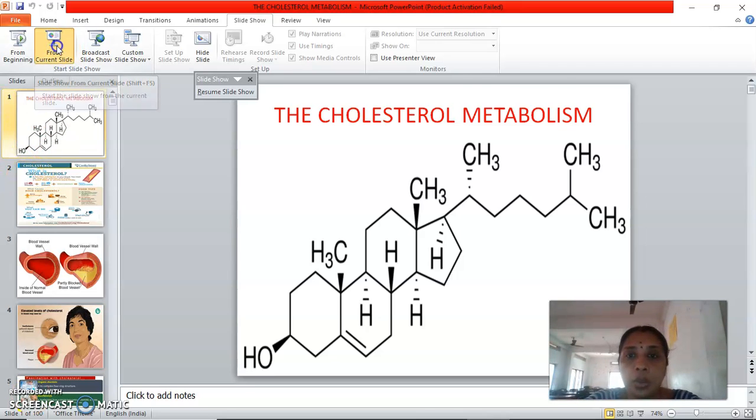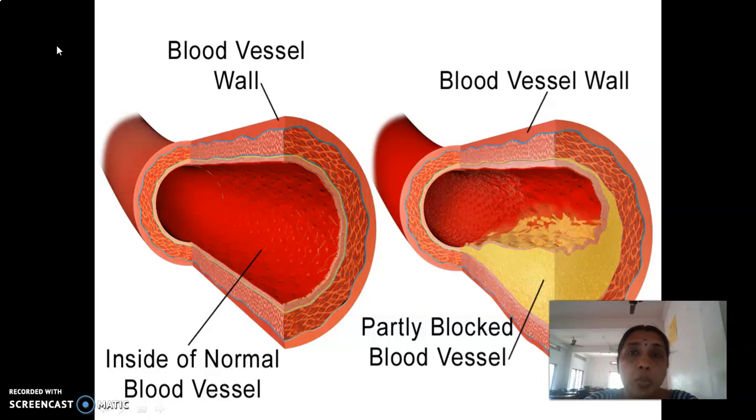So the cholesterol, which is a 27 carbon compound, is partially derived from dietary sources, and the remaining half is obtained from endogenous sources. And of the endogenous requirement, half of it is synthesized by the liver itself, and the remaining half is synthesized from the other tissues. The adult brain cannot synthesize cholesterol, while the newborn brain will be synthesizing cholesterol.